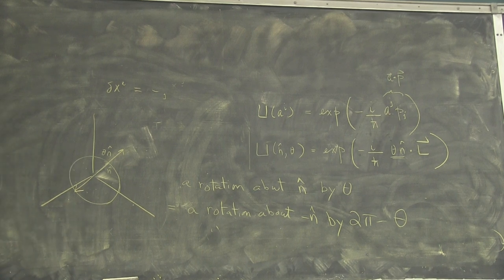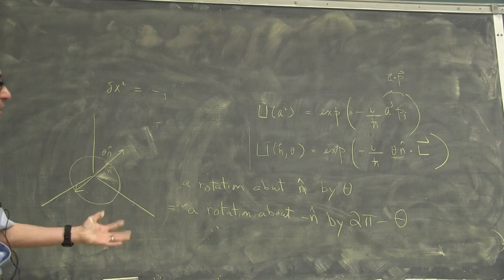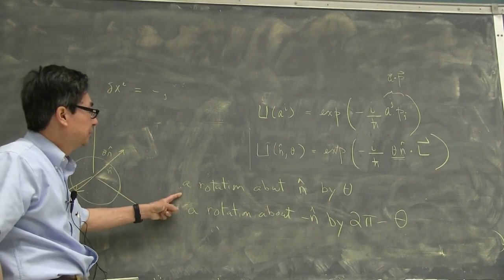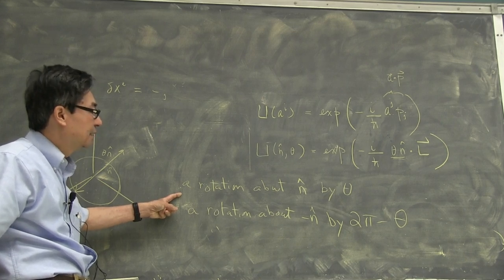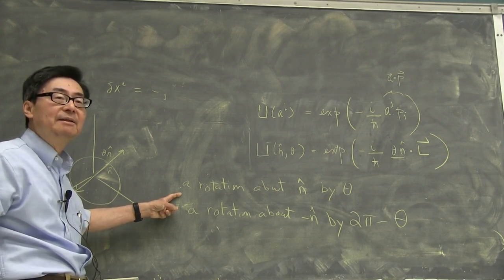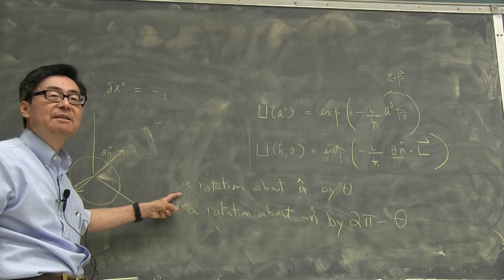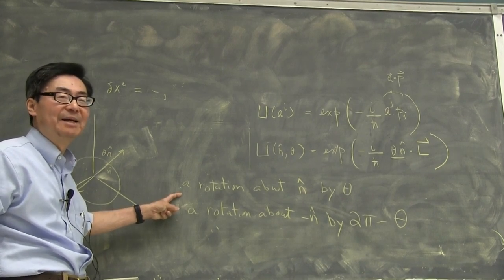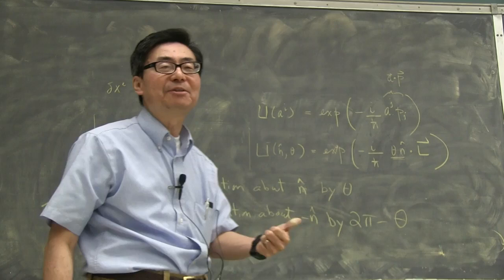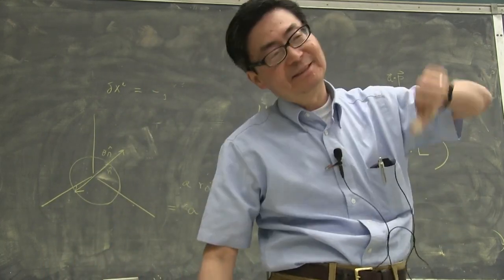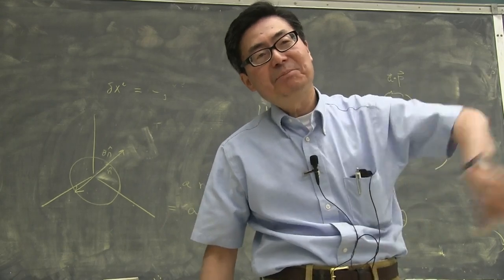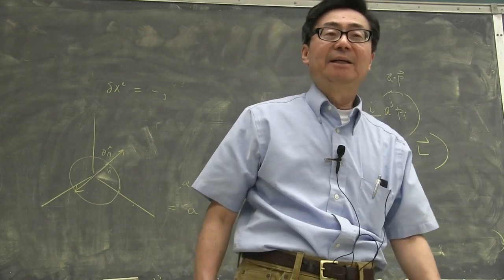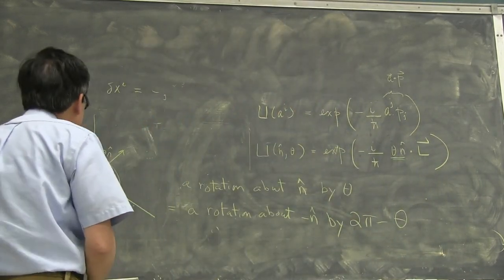All right. Now, something interesting about the value pi. Because of this situation, a rotation about n by pi is exactly the same as a rotation about minus n by 2 pi minus pi, which is pi. Okay? So rotation about any direction by pi is exactly the same as a rotation about the antipodal direction by the same angle pi. Okay?